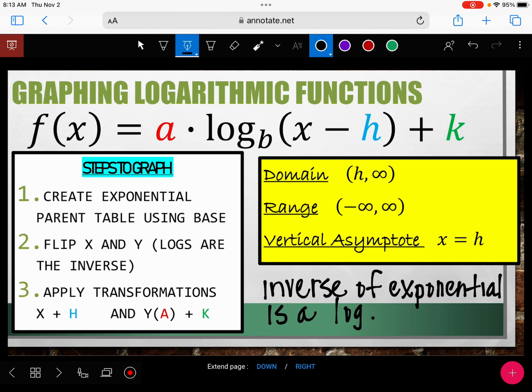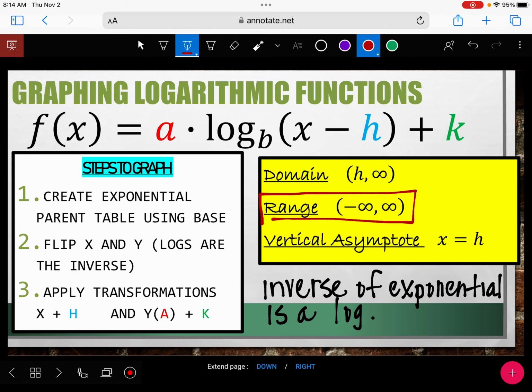Okay, because it's the inverse, everything about this graph is opposite what you will see in an exponential graph. So the first thing, remember that for an exponential, which is what's on your quiz tomorrow, your domain is always all real numbers. Well, for a log, it's the range that doesn't change. This will never change. This is always going to be all real numbers.